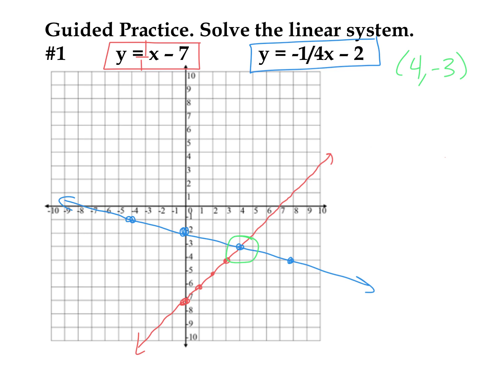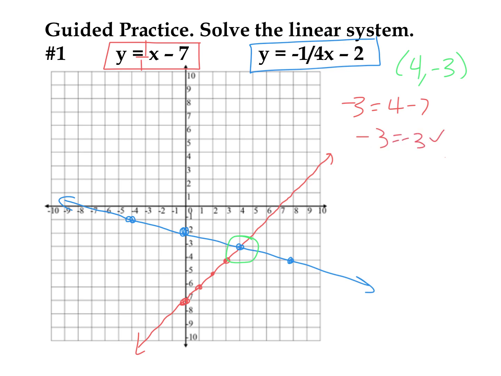So we're going to first check 4 comma -3 in the first equation. We're going to put a -3 in for the y: y equals 4 minus 7, right? We took the 4 and plugged it in here for the x, and we took the -3 and plugged it in here for the y, and we get -3 equals 4 minus 7. That gives us -3 equals -3.